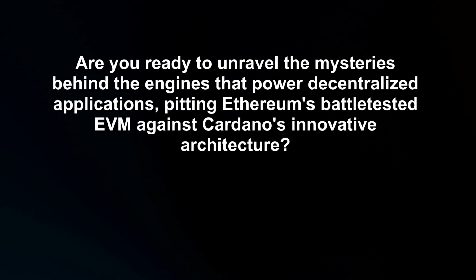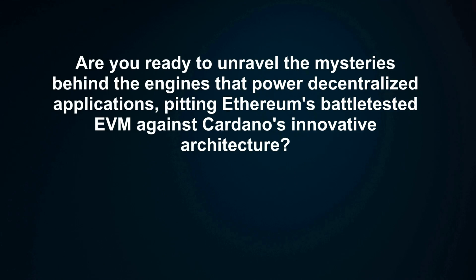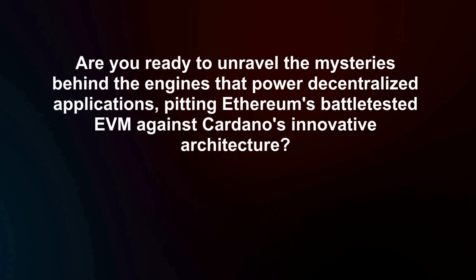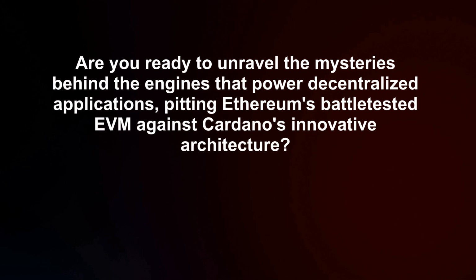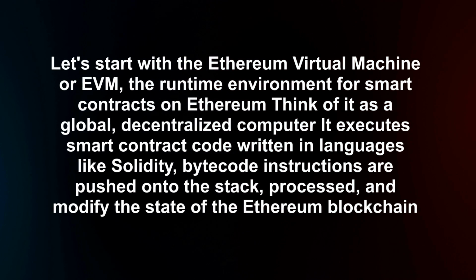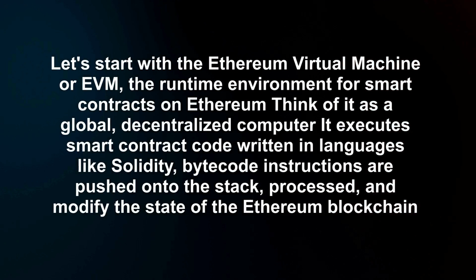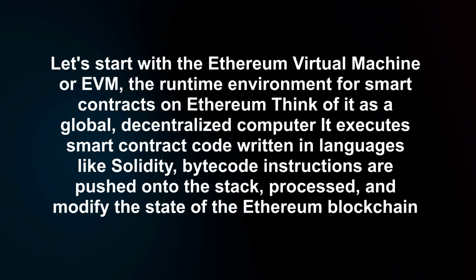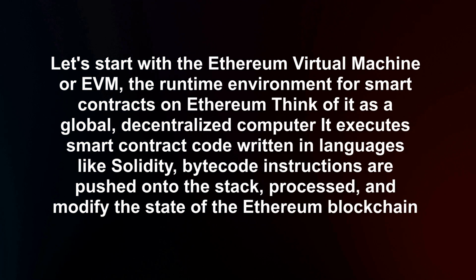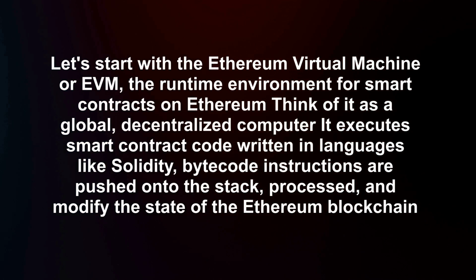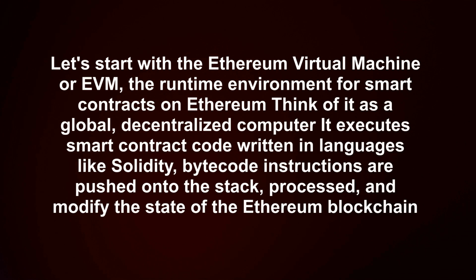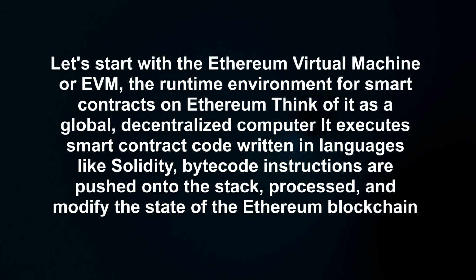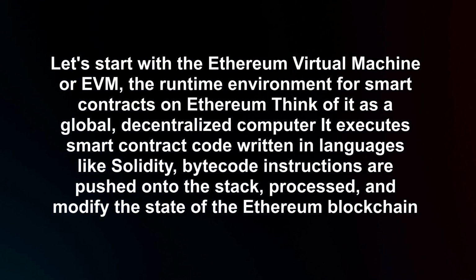Are you ready to unravel the mysteries behind the engines that power decentralized applications, pitting Ethereum's battle-tested EVM against Cardano's innovative architecture? Let's start with the Ethereum Virtual Machine, or EVM, the runtime environment for smart contracts on Ethereum. Think of it as a global, decentralized computer. It executes smart contract code written in languages like Solidity. Bytecode instructions are pushed onto the stack, processed, and modify the state of the Ethereum blockchain.